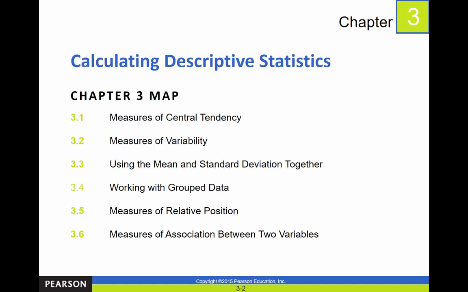So Chapter 3 is what we call descriptive statistics, or statistics that tell us about something. There's the map. You can see there's a ton of stuff to cover. I'll just get to it.